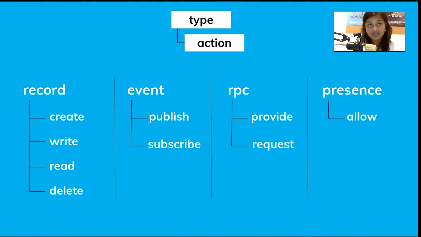Now, what allow presence basically means is, if the permission says that a particular user's presence is allowed, only then will you be able to see the online status of other users within the same application. Otherwise, you can't use presence and see the online status of people in your application. Make sense, right?